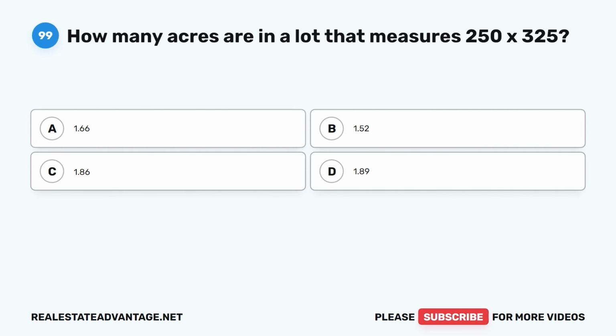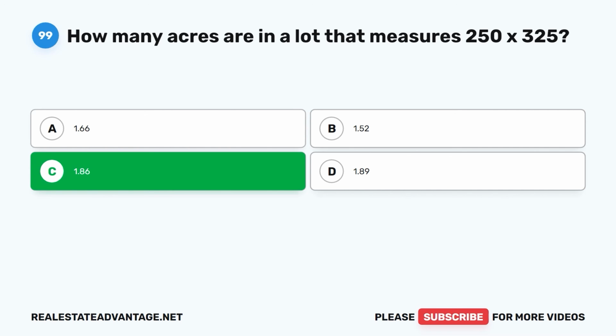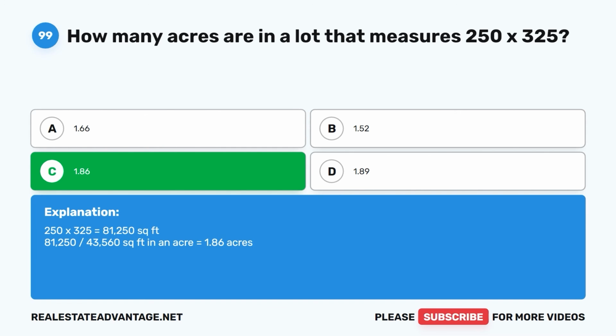Question 99. How many acres are in a lot that measures 250 times 325? A. 1.66. B. 1.52. C. 1.86. D. 1.89. The correct answer is C. 1.86. 250 times 325 equals 81,250 square feet. 81,250 divided by 43,560 square feet in an acre equals 1.86 acres.